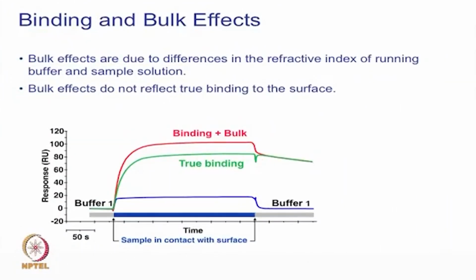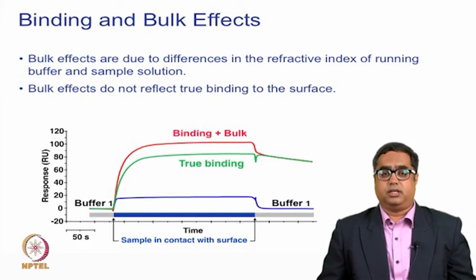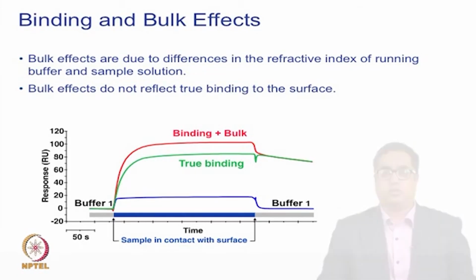Another important parameter to consider when designing these experiments is the bulk. Bulk is nothing but the difference in the refractive index between the running buffer and the sample solution. This is a place where most people go wrong in their assays and do not get proper kinetic data. So I would suggest that people equilibrate their analytes to the running buffer, to get good kinetic data.